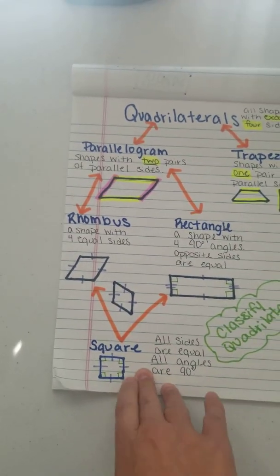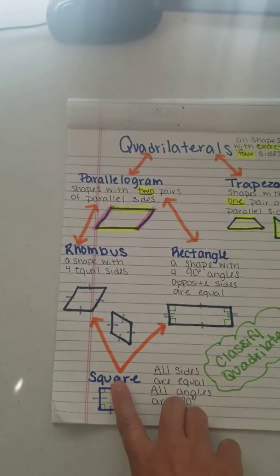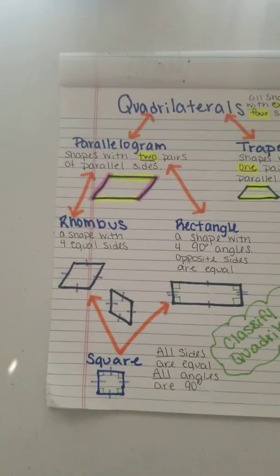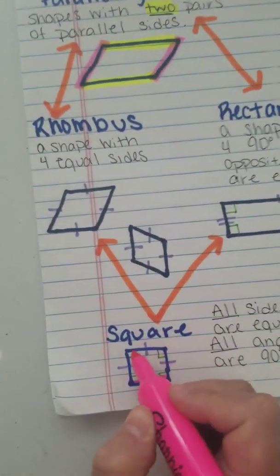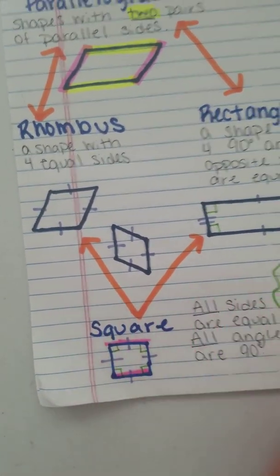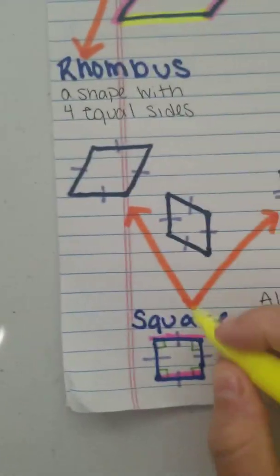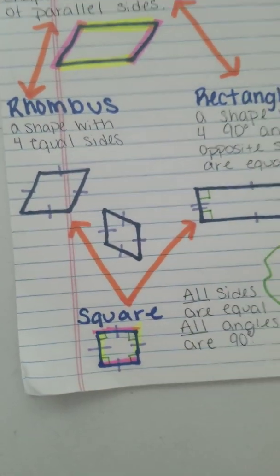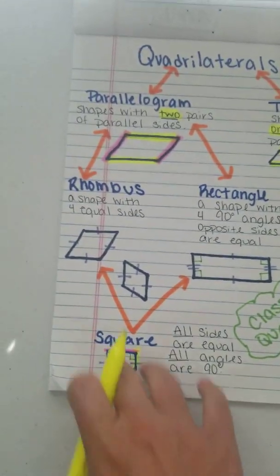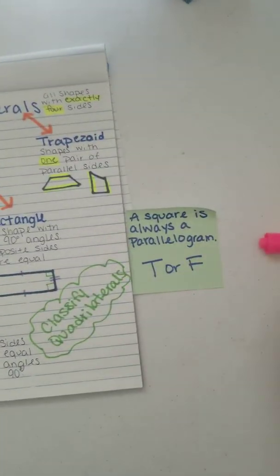If we want to talk about the definition, a square is always a parallelogram because a square has 2 pairs of parallel sides, okay? We can see that one is right here, one is right here, and our second pair we have right here and right here, okay? So a square is always a parallelogram. So in this case, our answer is true, okay?